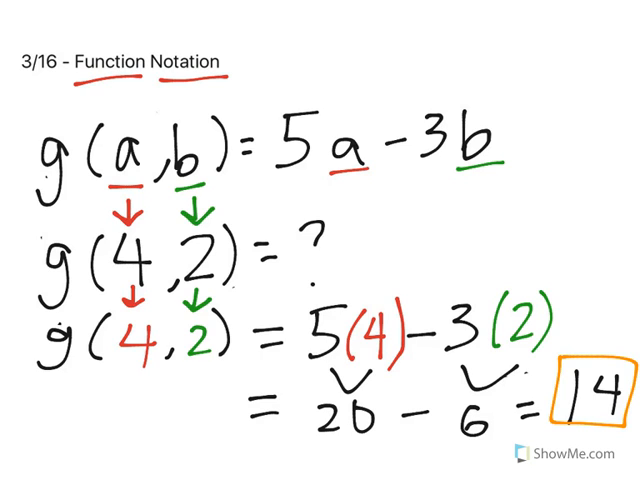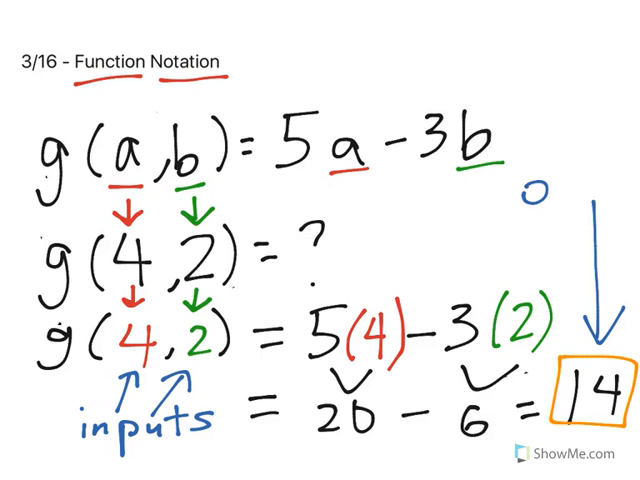A little bit of language here. g of a, b is called a function. The 4 and the 2 here, they're called our inputs. And our answer that we get out, that's the output of the function.